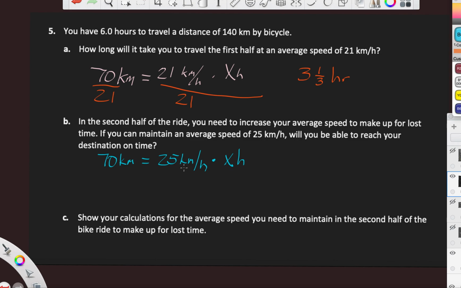70 divided by 25. And I guess I'll show it to you visually. Divide by 25. Divide by 25. I'm sorry about the units. I know I just yelled at you for, you have to have your units right. KM, H, and then the KMs cancel out, and we have hours left.